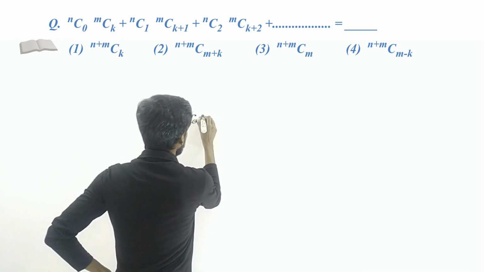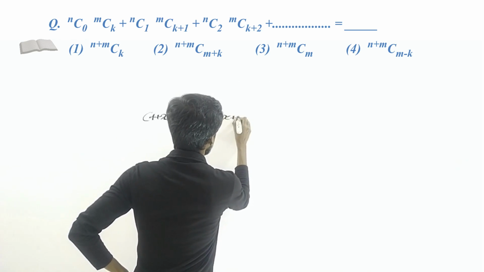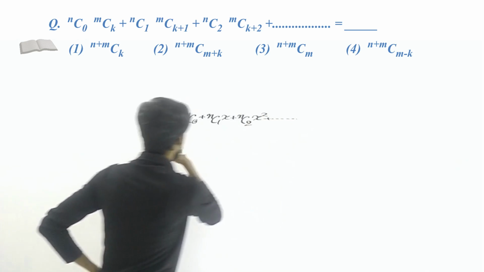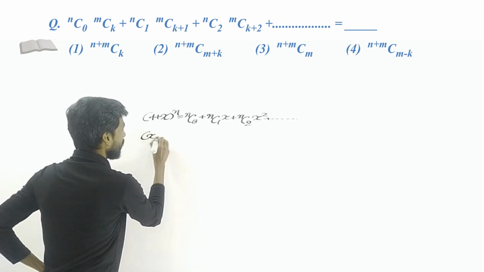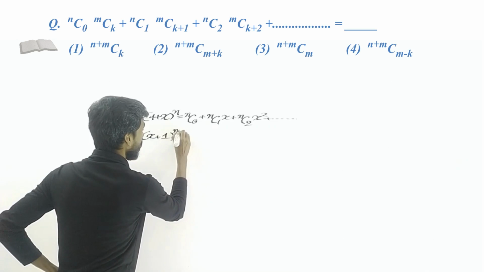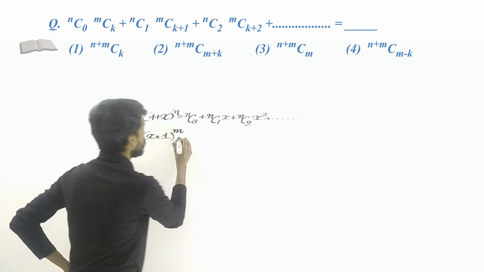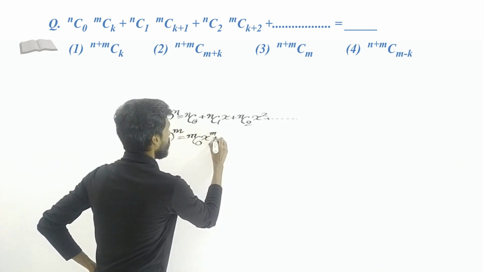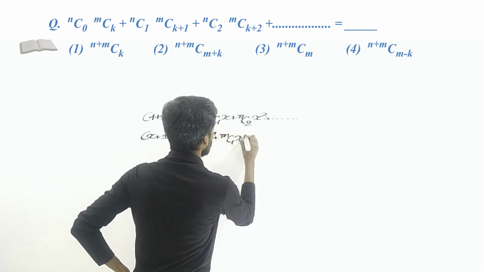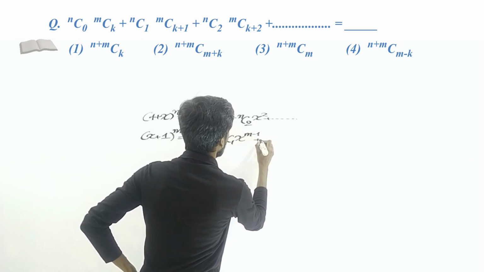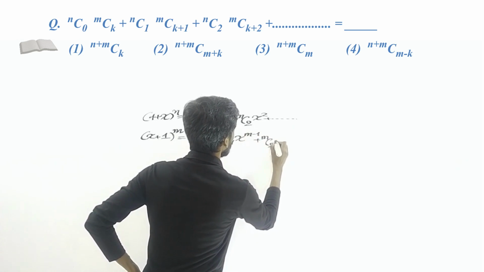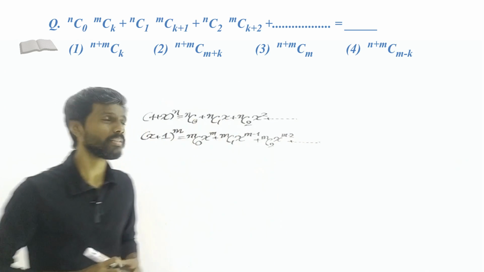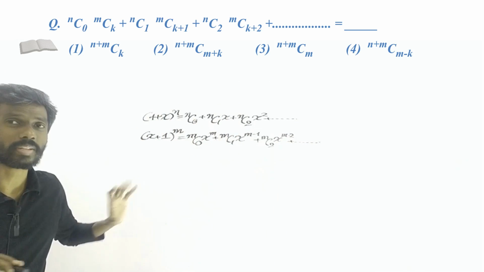The first one is nC0 plus nC1 x plus nC2 x squared, etc. Next you write (x plus 1) to the power not n but m. So two different binomial series. It is mC0 x to the power m plus mC1 x to the power m minus 1, plus mC2 x to the power m minus 2, etc. Almost the same idea; these two are different values. That's the only difference.